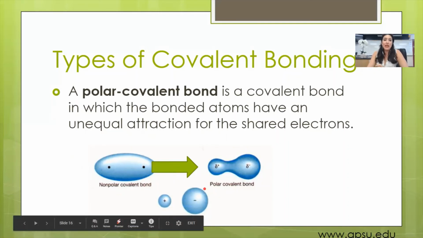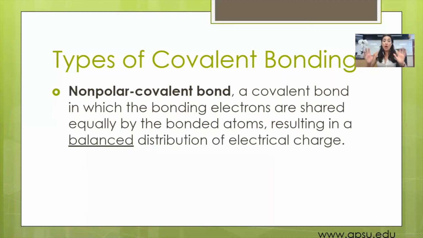Let's take a look at what a non-polar covalent bond would look like. Non-polar covalent bonds, and this might be a little bit counterintuitive because polar means not equal and non-polar means equal, so that's kind of funny. Non-polar covalent bonds are those covalent bonds in which the bonding electrons are shared equally by the bonded atoms. And this results in a balanced distribution of electrical charge.